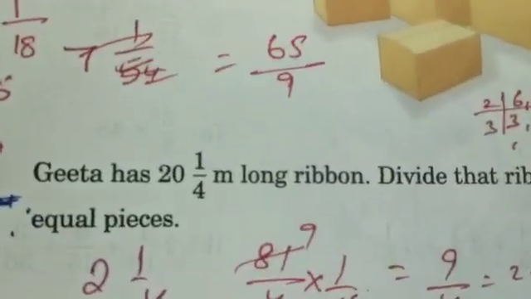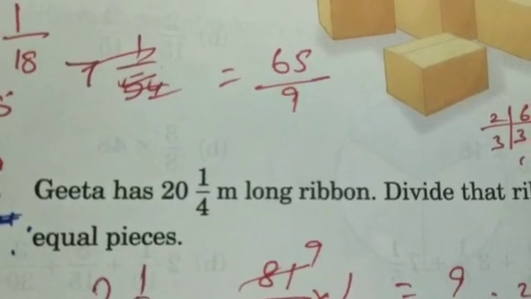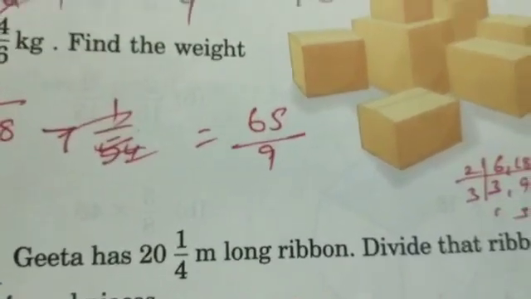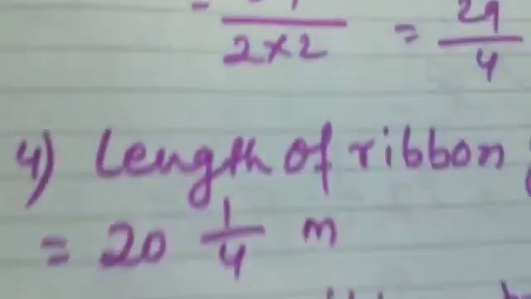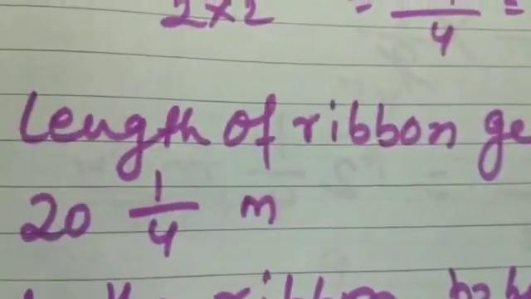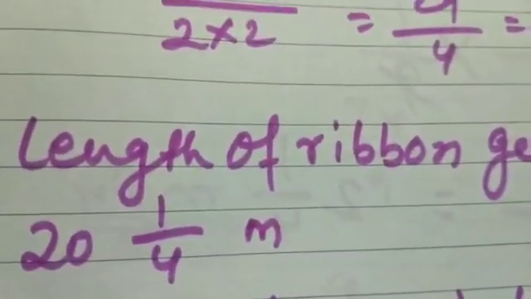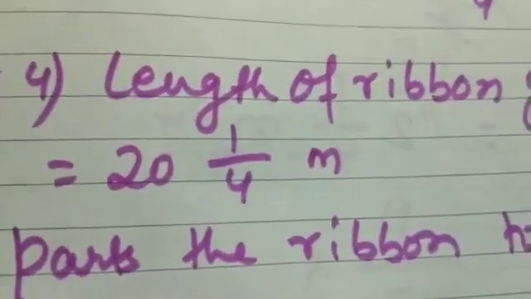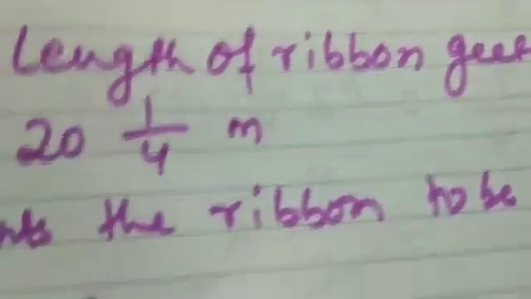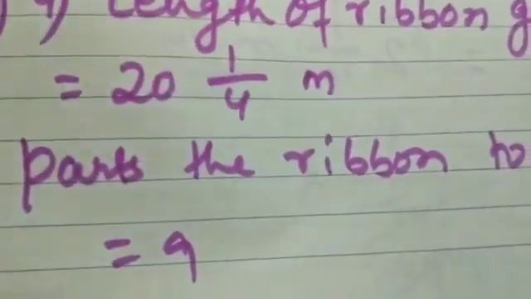Now let's see question number 4. Geeta has 20 1 by 4 meter long ribbon. Divide that ribbon in 9 equal pieces. Now here clear instruction of division is given. So what we will do? We'll write in solution, length of ribbon Geeta has, that is 20 1 by 4 meter. Okay, then parts the ribbon has to be divided. What is the number? Yes, you are right, 9. So I'll write this also.